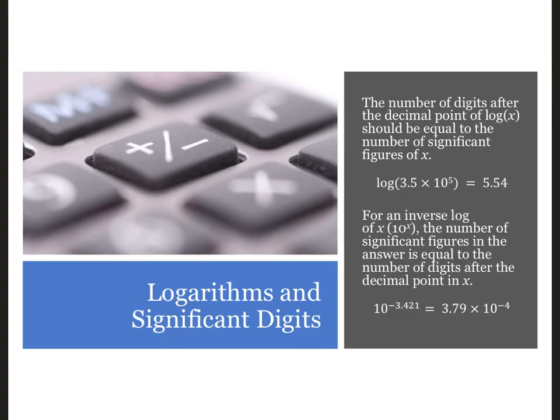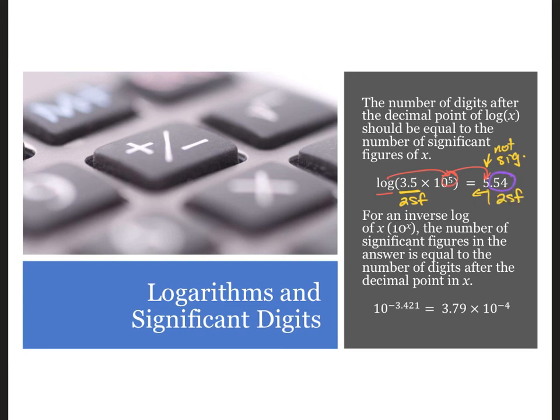I'm only going to briefly touch on the rules for logs and anti-logs here because you won't really use this until Gen Chem 2. When you take the logarithm of a number, the log is essentially a function that goes out, finds the exponent on the number, and reports that back. So the log of 3.5 times 10 to the 5th would report back the exponent 5. This 5 goes to the left of the decimal, then the significant figures go to the right of the decimal.